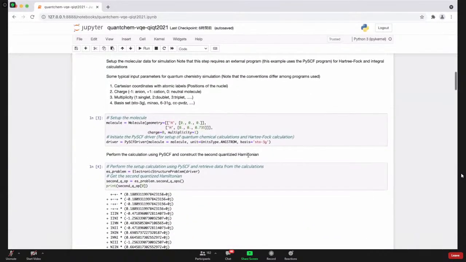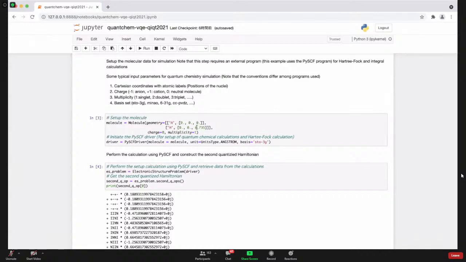Initially, we set up the molecular data for simulation. As you can see here, it says PySCF, so we're going to use an external program to do so. Just want to let you know that we're using an interface from Qiskit, but from Qiskit we're calling a PySCF program to get the Hartree-Fock energies and so on. First, we set up the molecule like this. We need the data for the atoms. This is a 2-hydrogen system.